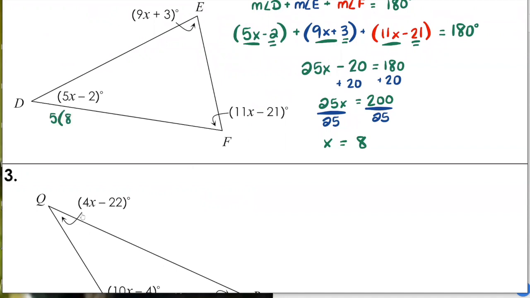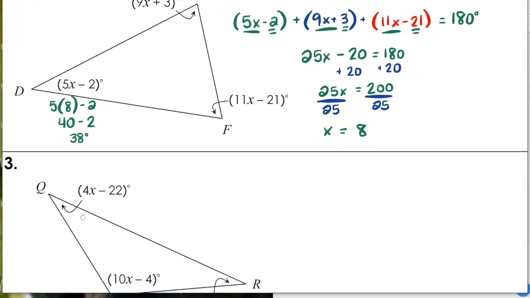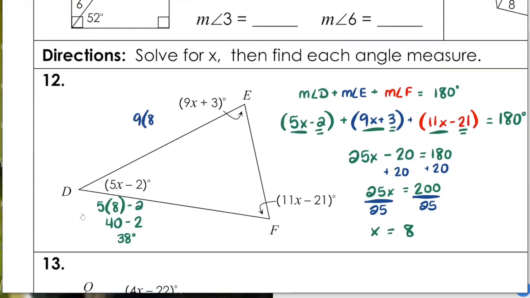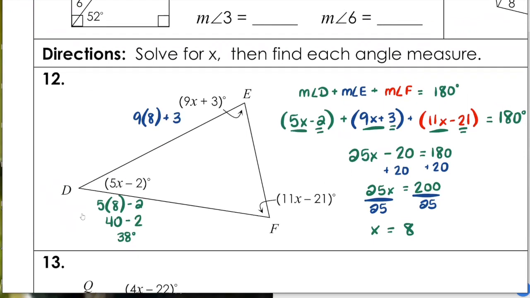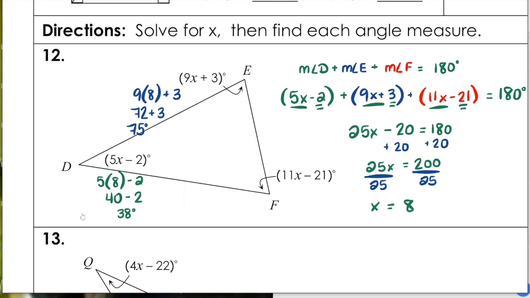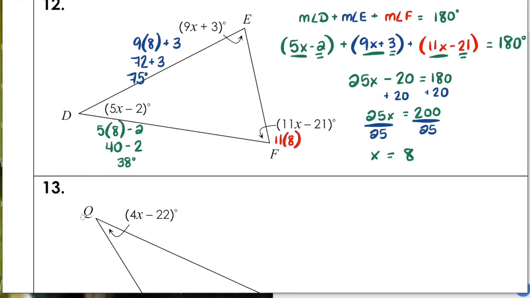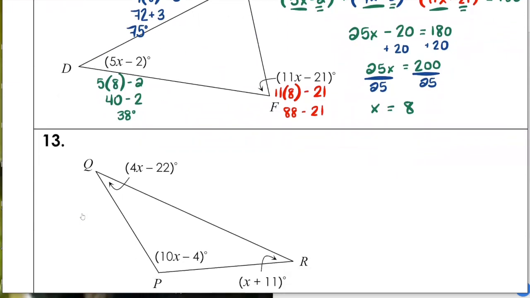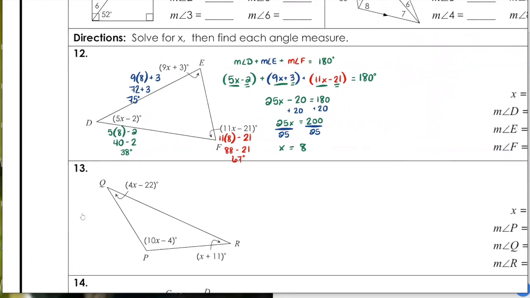So 5 times 8 minus 2. 5 times 8 is 40. 40 minus 2 is 38. 9x plus 3 becomes 9 times 8 plus 3, so 72 plus 3 is 75. And then our last one, 11 times 8 is 88. 88 minus 21, 67. Boom. Look at you guys go.